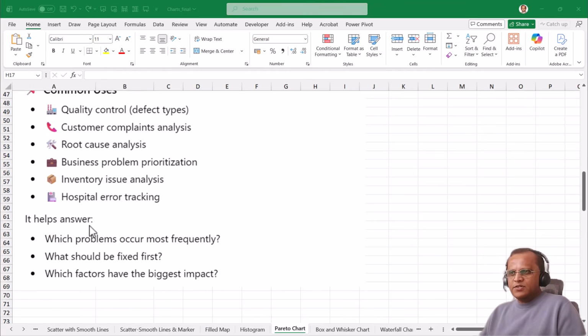It also helps answer which problems occur most frequently, which should be fixed first and which should be fixed last, and which factors have the highest impact or the biggest impact.